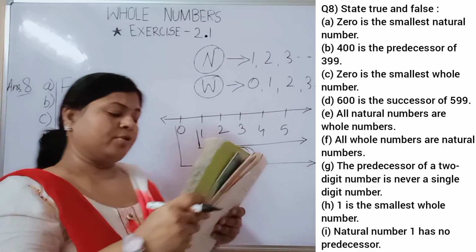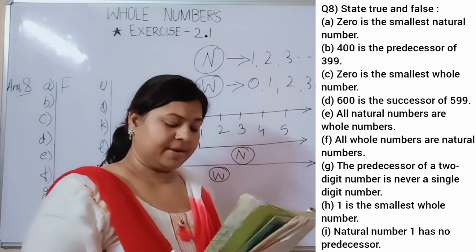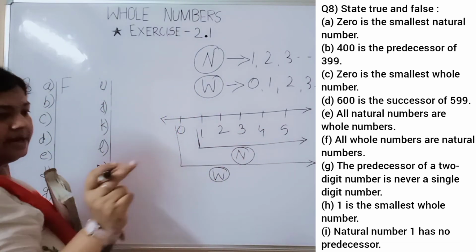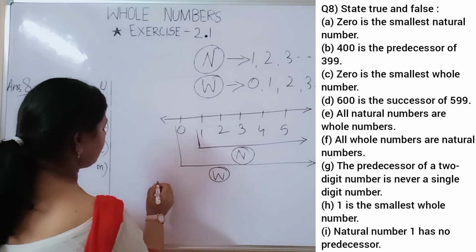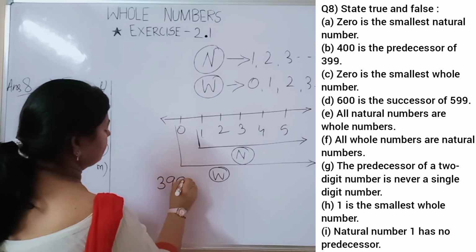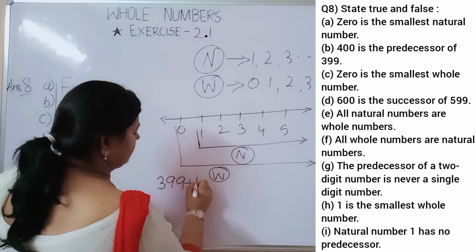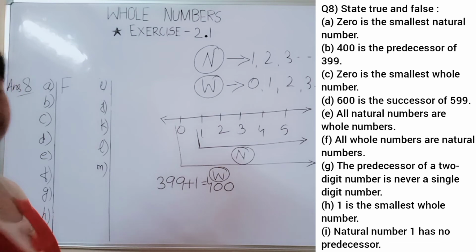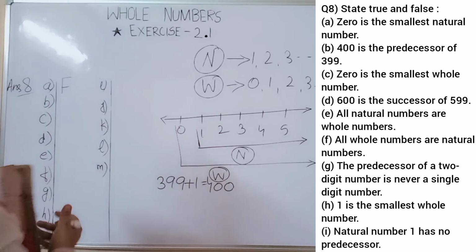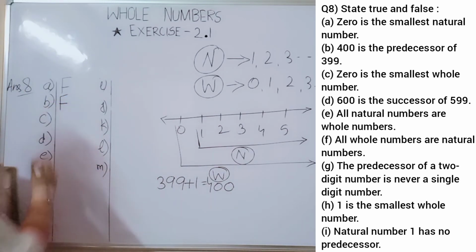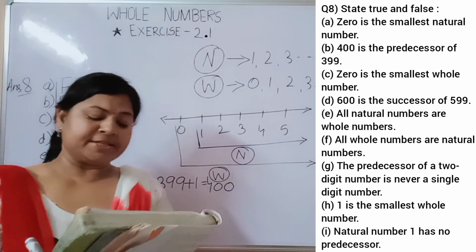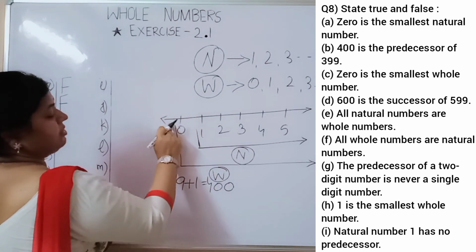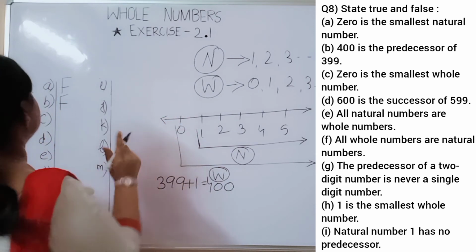B part, 400 is the predecessor of 399. 399 plus 1 is 400. It means it is not possible. So the statement is false. C part, 0 is the smallest whole number. Yes, of course. Whole numbers start from 0. It means this is the smallest number. True.